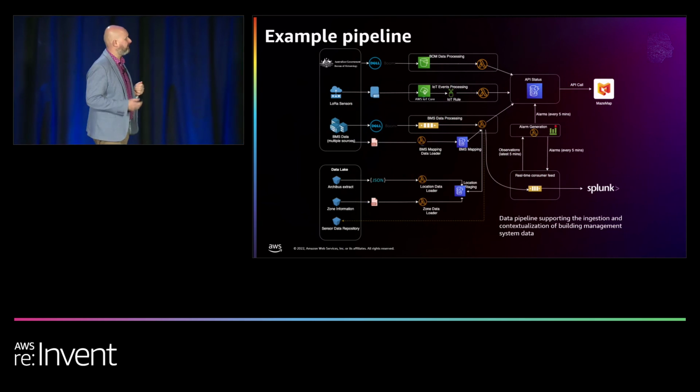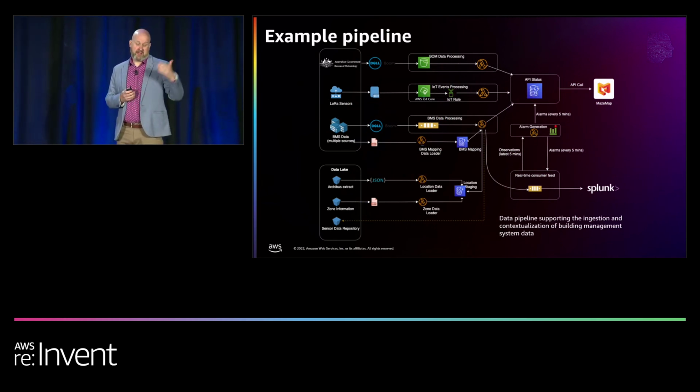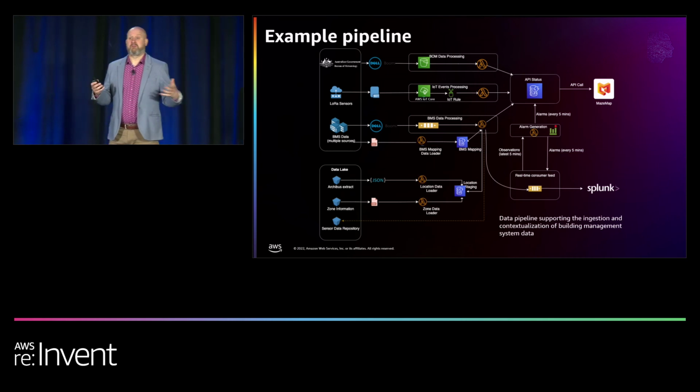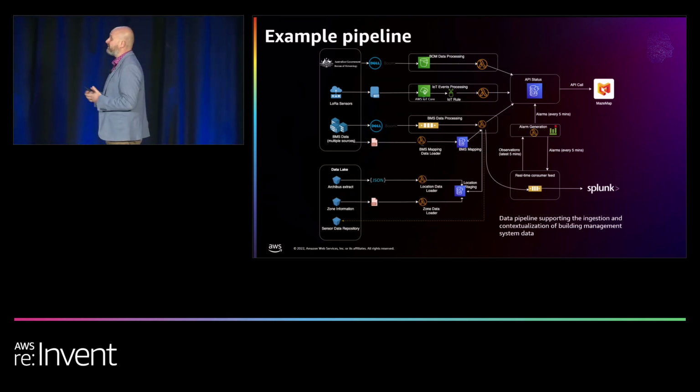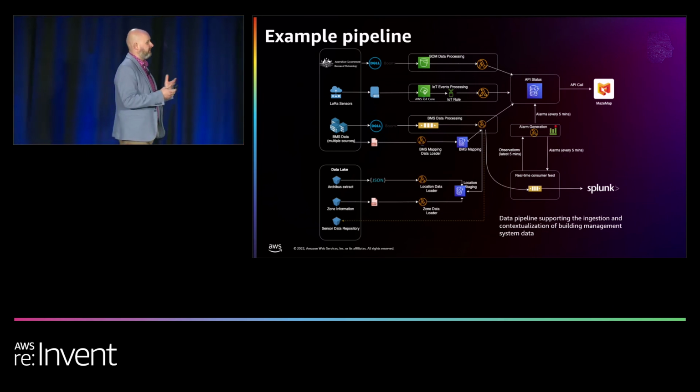And this is just an example pipeline. This is part of the building management pipeline. So you can see there, we ingest data from our LoRa sensors. We've got data coming in from our building management system. We also bring in data from the Australian Bureau of Meteorology, which provides weather information to the country and allows us to do some of the forecasting and modelling that we do.